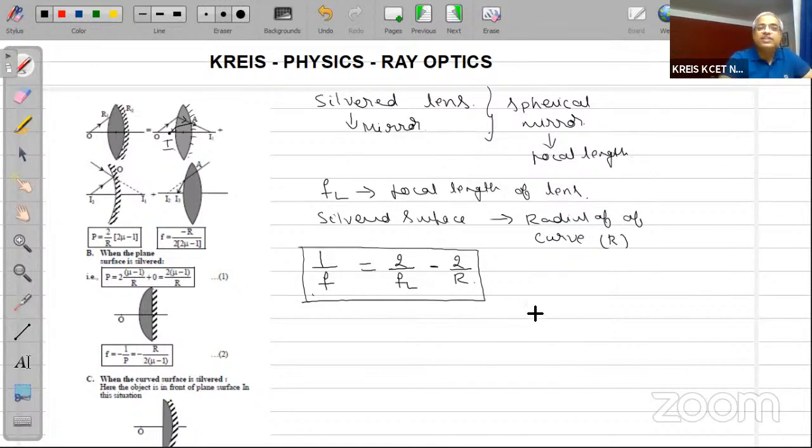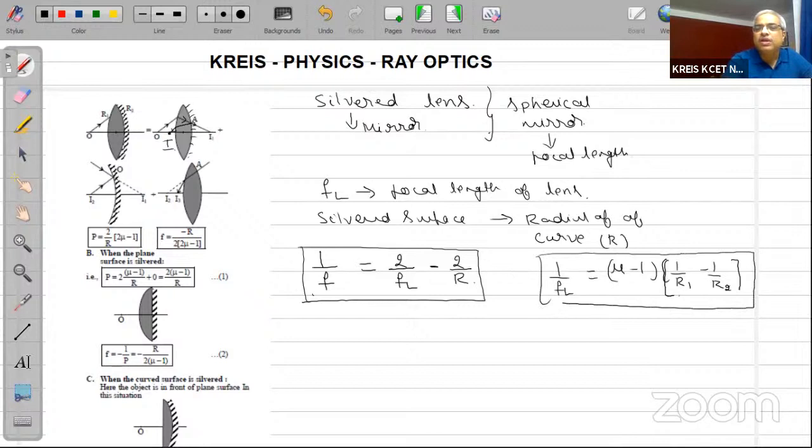Students, we all know the relation for fl, the lens maker's formula: 1 by fl will be equal to (mu minus 1) into (1 by R1 minus 1 by R2), as we just saw. So this will be the relation for the focal length of the lens. Using these two, you'll be able to find out the focal length of this silvered lens.